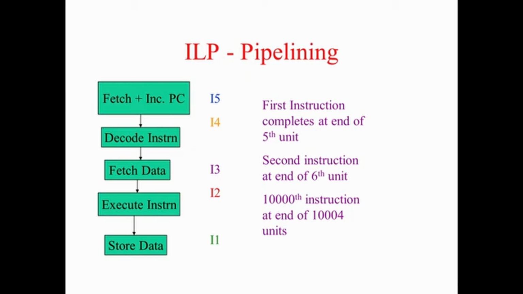What was taking 50,000 units of time, currently it finishes off in 10,004 units of time. The first instruction takes 5 units of time. The reason that is called latency, pipelining latency. Please note this word. So this is called pipelining latency, latency of the pipeline. So the first instruction does not come in the first unit, it is coming in the 5th unit. But the subsequent instructions come one after another, right.